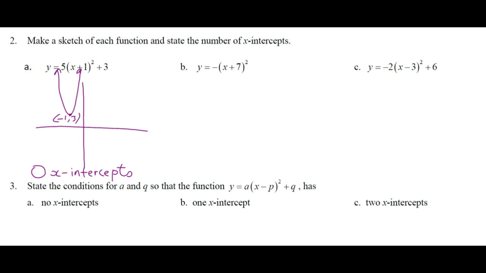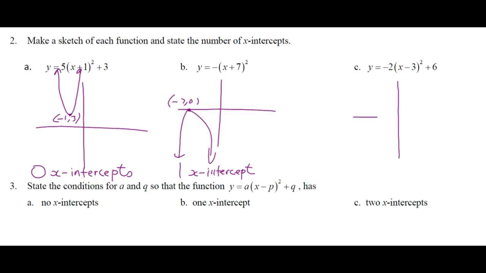Y equals x minus 7 quantity squared. Okay, where's the vertex? -7, 0. And which way does it open? And how many x-intercepts? One x-intercept. Next, y equals -2 times x minus 3, quantity squared, plus 6. Where's the vertex? 3, 6. Which way does it open? How many x-intercepts? 2.